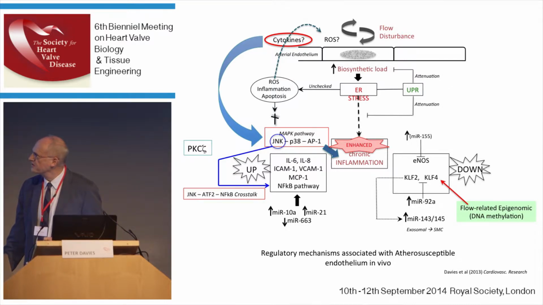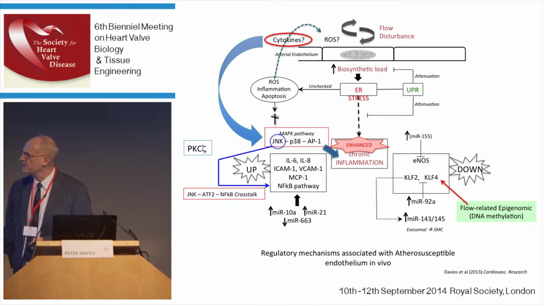And in addition, there's crosstalk between NF-kappa B and JNK and ATF2. And we've shown that post-translationally protein kinase C zeta, but only zeta, has a very potent effect in terms of mediating this effect. So this is at the transcriptional, the post-transcriptional, translational and post-translational levels that one is dealing with regulation. All of these elements can be applied to the valve endothelium as well, with the appropriate environment.